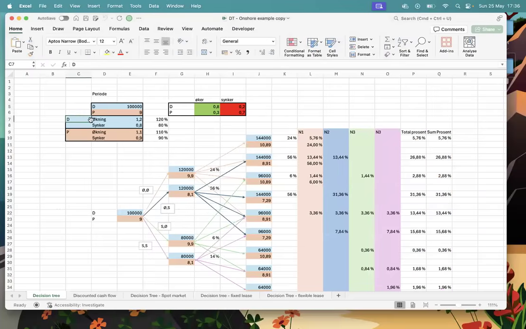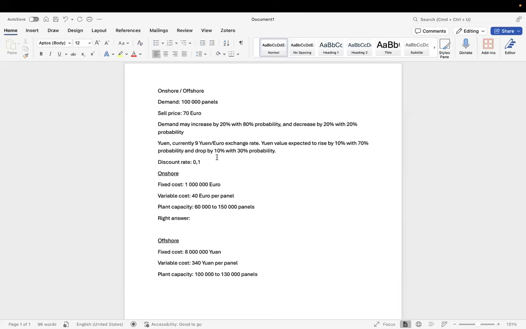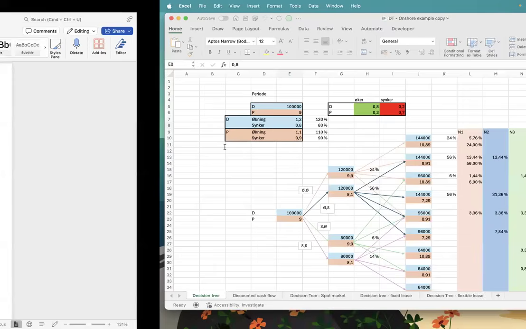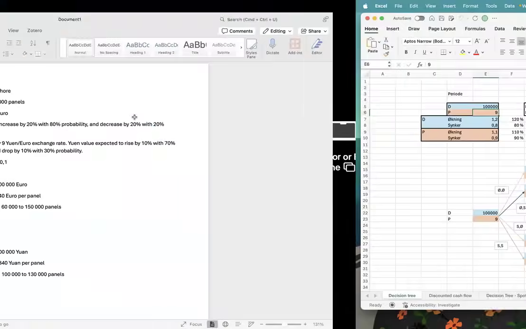So for D here, for demand, our increase is 1.2, so a 20% increase out of 100. And if it decreases, it's 0.8, so a 20% decrease from the existing 100%. And the same thing here for our yen. As I said, the P is the exchange rate. So that's important, that's the exchange rate.